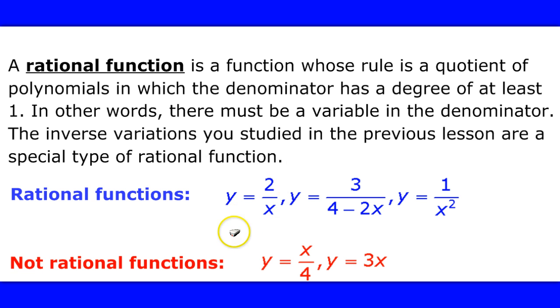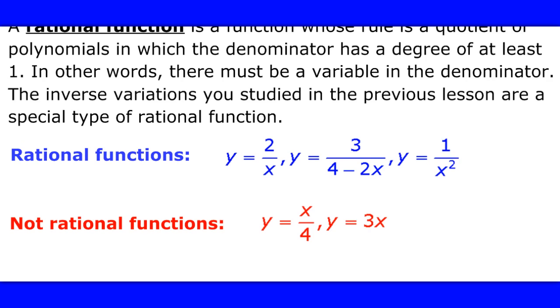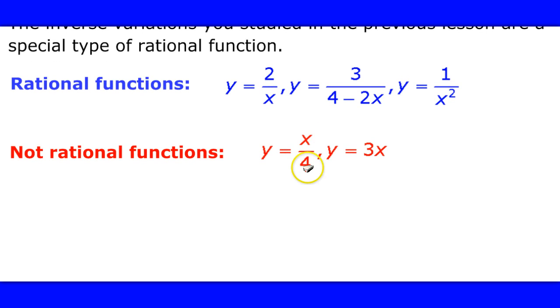This first example right here is an inverse function. These next two are not inverse functions because there's more stuff involved there. An inverse function is very simple, but these are all examples of rational functions. You will see that the rule is written as a fraction with a variable in the denominator. These next two are not rational functions. This one is a fraction, but the variable is in the numerator and not in the denominator. And this one is linear, but in fact, both of these are linear.